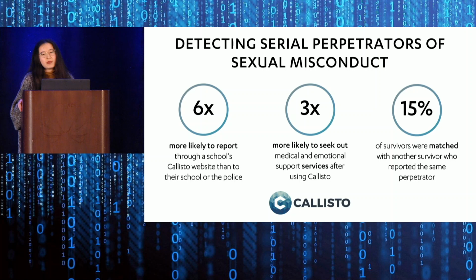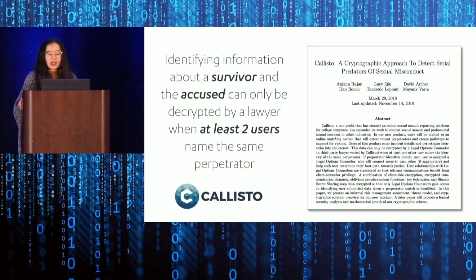Going off of the Me Too movement last year, Callisto wanted to expand this work and detect serial perpetrators in industry settings in a way that was empowering for survivors. So they were interested in a cryptographic approach that could stop the spread of sexual violence while protecting the privacy and civil liberties of both the survivor and the accused. So this is where myself and some others come in on the crypto side of things. So we worked together with Callisto on a design and implementation that guarantees that identifying information about a survivor and accused can only be decrypted by a lawyer when at least 2 users name the same perpetrator.